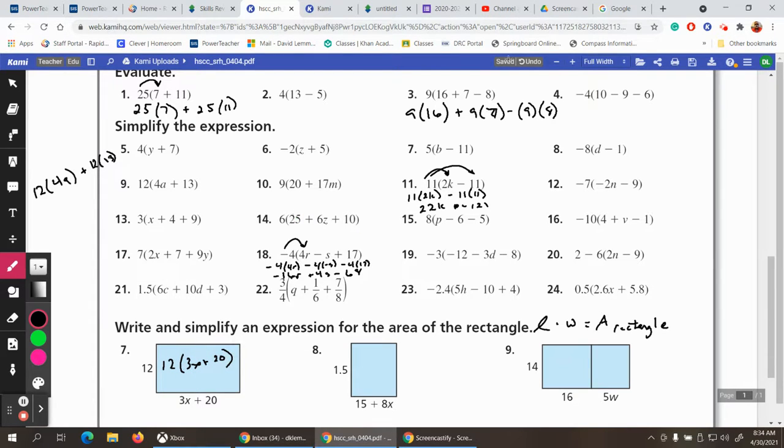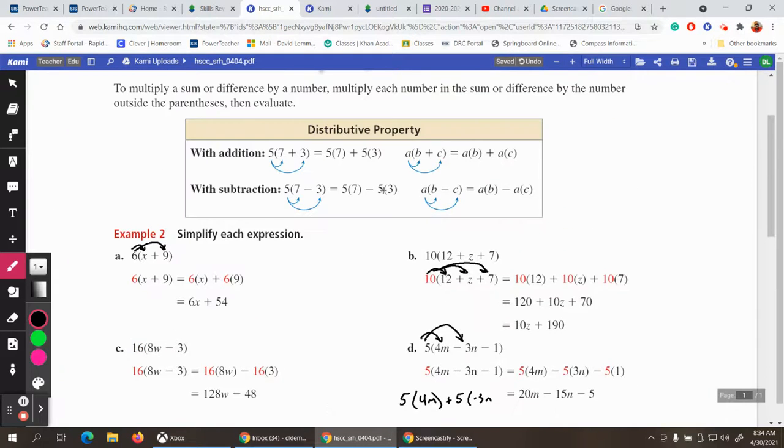All right. And so again, distributive property, this is something that you use all throughout algebra, is essentially where you take the number on the outside of the parentheses and you multiply it by each and every term.